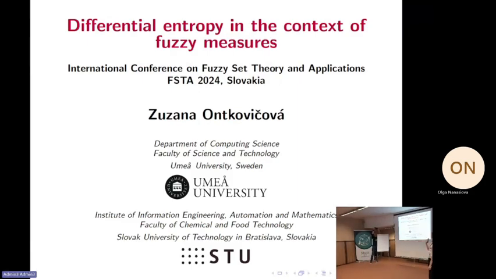And for today's presentation, I would like to present to you something about entropy, particularly differential or continuous entropy, and I would like to generalize the concept from the original additive case to fuzzy measures and other fuzzy concepts necessary for this.